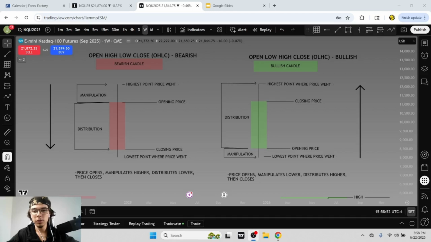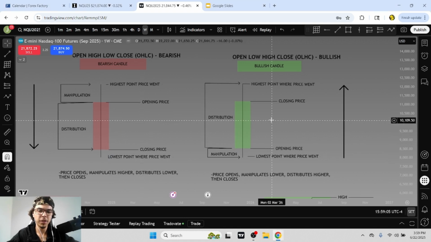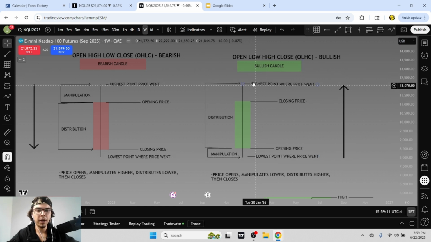So price moves in three ways. It accumulates, it manipulates, and then it distributes. So for bearish candles, it's going to open up and accumulate. It's going to manipulate higher, and then it'll distribute lower for a bearish example. And then for the bullish example, same thing but opposite way. Price will open up, manipulate lower, and then distribute higher, creating highs and lows, and then also having an opening and closing price on the body.